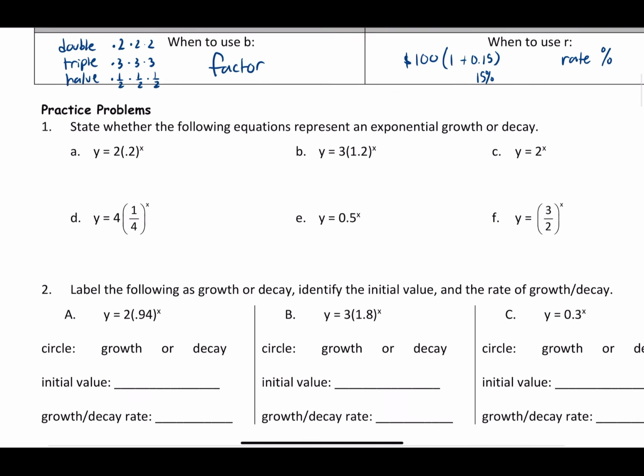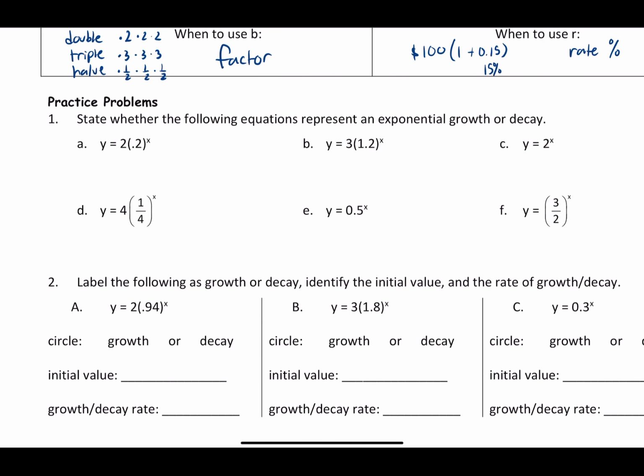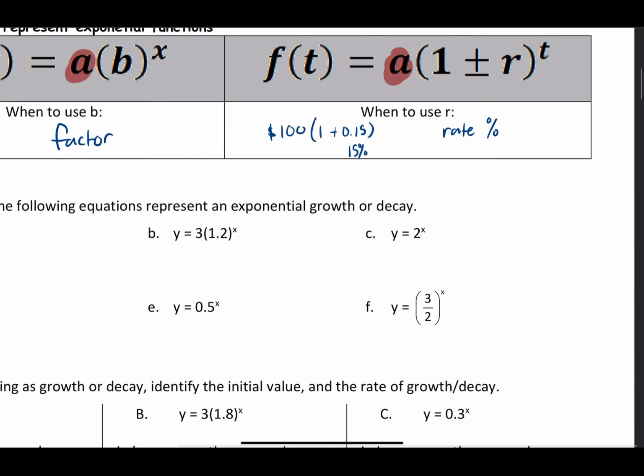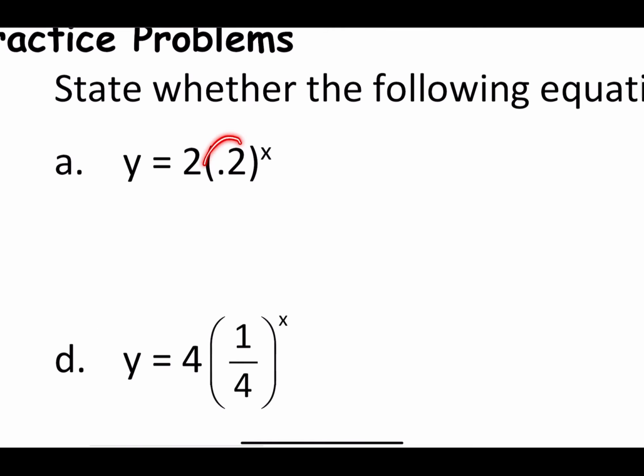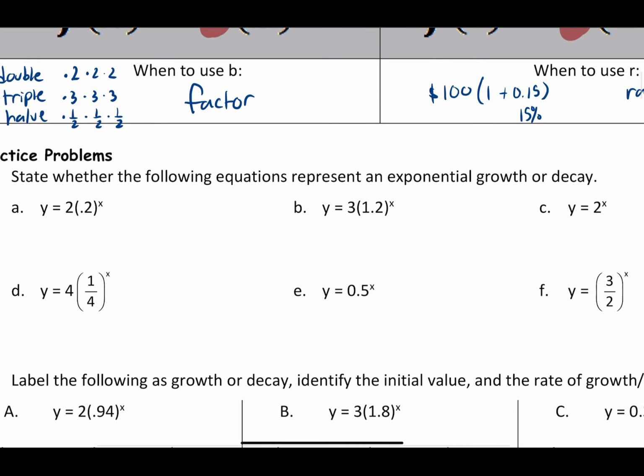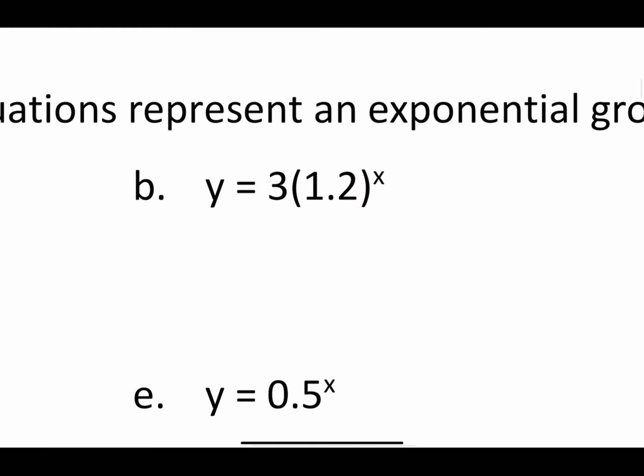Looking here, we have several growth factors. And notice factors because at no point do I see 1 plus or minus something. That has already occurred if I have something like 0.2 or if I have 1.2. Well, 1.2 is the growth factor. The growth rate is 1 plus the rate, which is 0.2. So see the difference there.